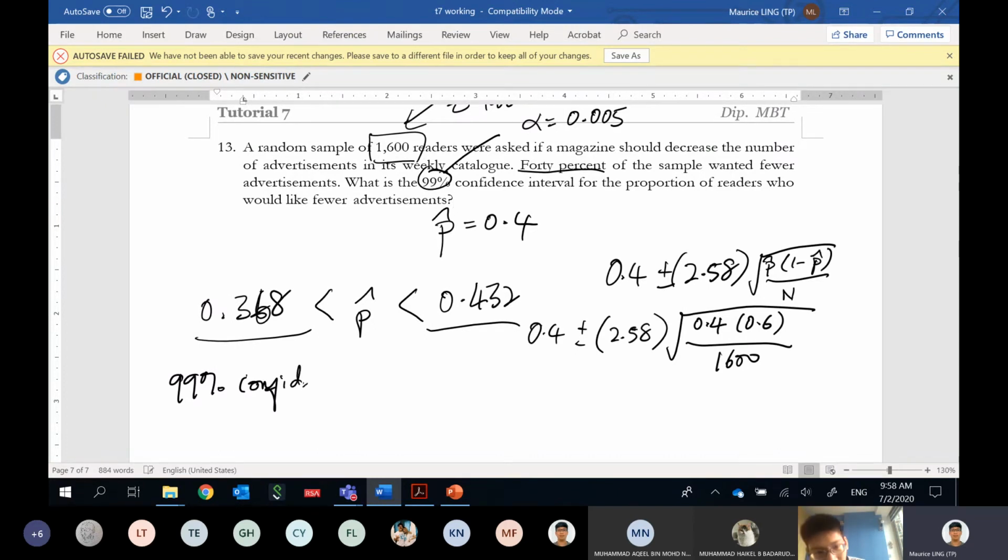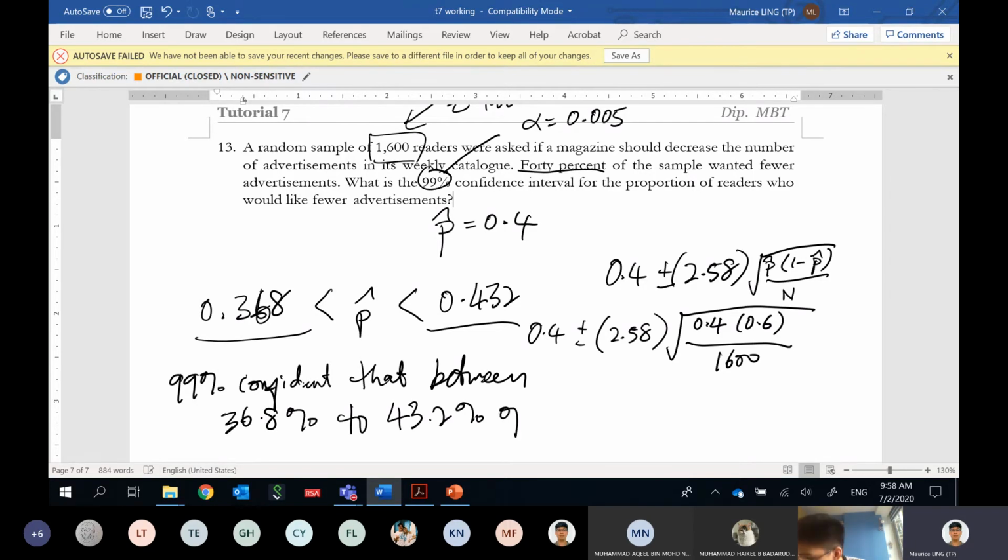Okay, so you are 99% confident that between 36.8% to 43.2% of the readers prefer fewer advertisements. Okay.